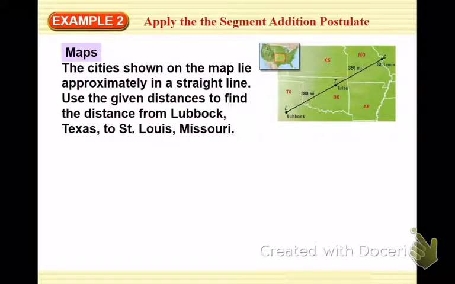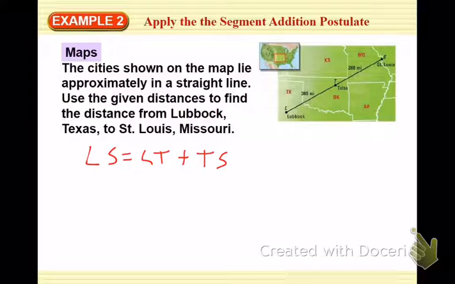Now, a more appropriate use of the segment addition postulate. The cities shown on the map lie approximately in a straight line. Use the given distances to find the distance from Lubbock to St. Louis. So, Lubbock, Tulsa, and St. Louis are all on the map here. From this map, hopefully we can see that the distance from Lubbock to St. Louis is simply going to be equal to the distance from Lubbock to Tulsa plus the distance from Tulsa to St. Louis. That's your segment addition postulate.